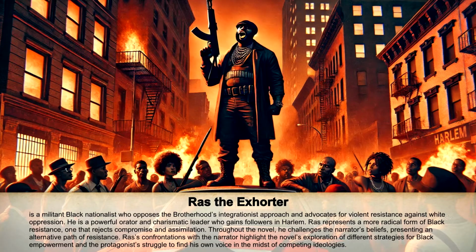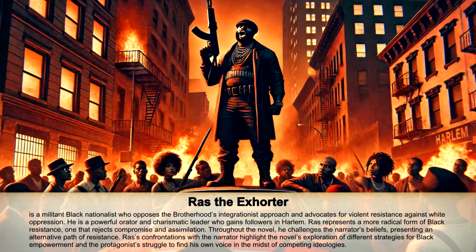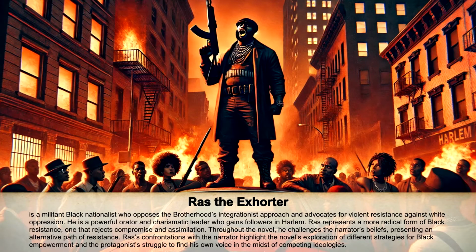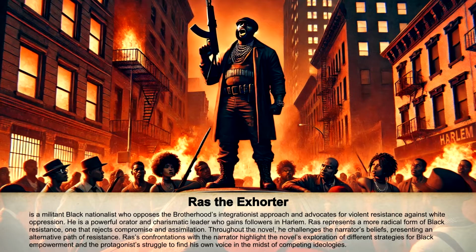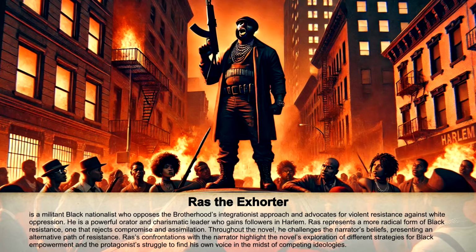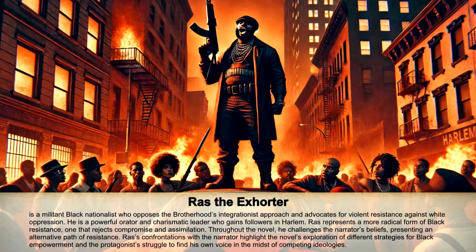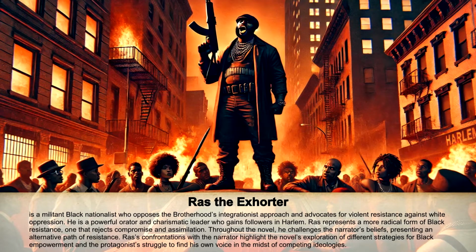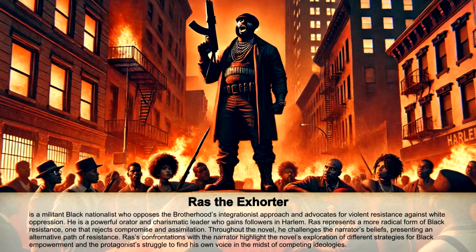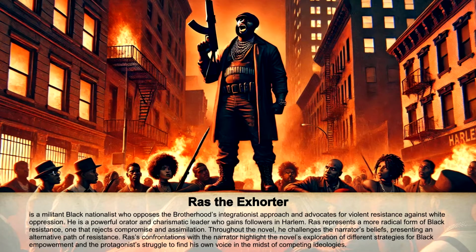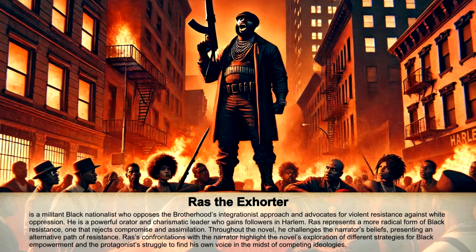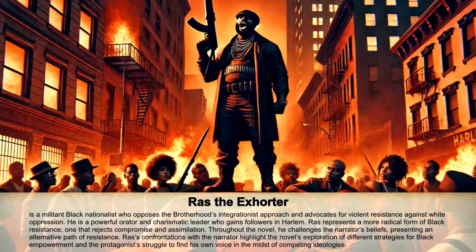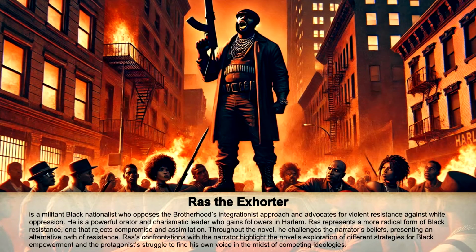Ras the Exhorter is a militant black nationalist who opposes the Brotherhood's integrationist approach and advocates for violent resistance against white oppression. He is a powerful orator and charismatic leader who gains followers in Harlem. Ras represents a more radical form of black resistance, one that rejects compromise and assimilation. Throughout the novel, he challenges the narrator's beliefs, presenting an alternative path of resistance. Ras's confrontations with the narrator highlight the novel's exploration of different strategies for black empowerment and the protagonist's struggle to find his own voice in the midst of competing ideologies.